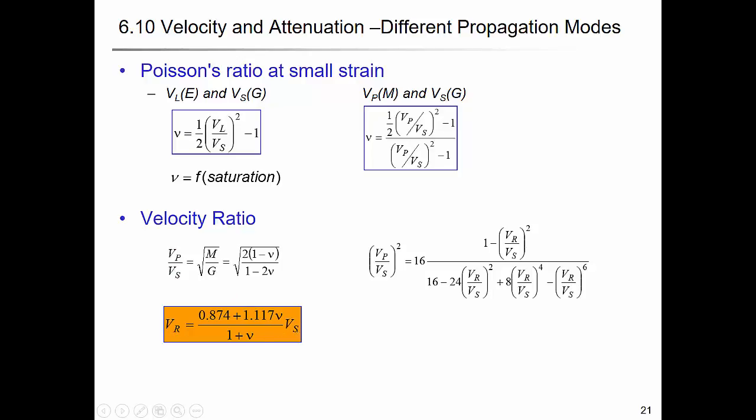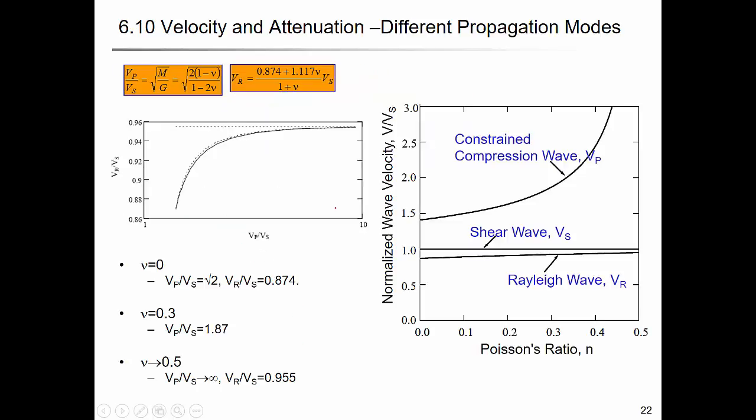Here also the Rayleigh wave and the shear wave. And if we plot it here versus the Poisson's ratio, the P wave over the shear wave, the shear wave is the reference wave velocity. The P wave increases as the Poisson's ratio increases, and the Rayleigh wave also increases with the Poisson's ratio. When the Poisson's ratio is 0, the P wave is about 1.4 times larger than the shear wave, and when it goes to 0.5, this goes to infinity. And the shear wave here is 0.7, the Rayleigh wave is about 0.87, and here 0.95. So you get the idea about the P wave velocity and the Rayleigh wave velocity.